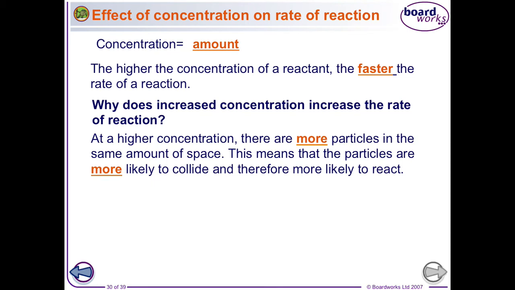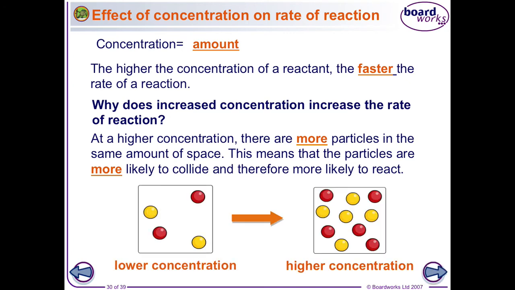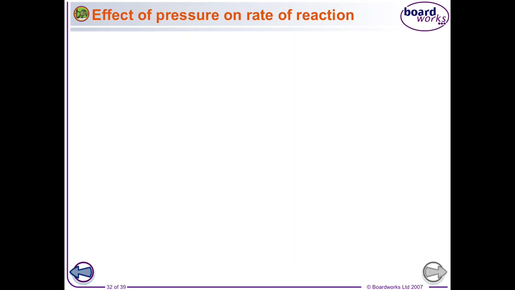Well, the higher the concentration, there are more particles in the same amount of space. This means that the particles are more likely to collide, and therefore they are more likely to react. If we add more people into this room, then chances are more people are going to bump into one another because we're increasing the amount. So take a look at these pictures. The more stuff, the more they're going to bump into one another, which means there's going to be more of a reaction.